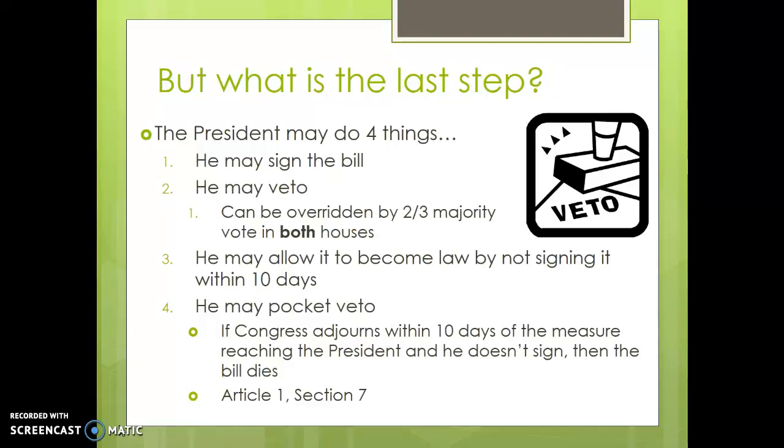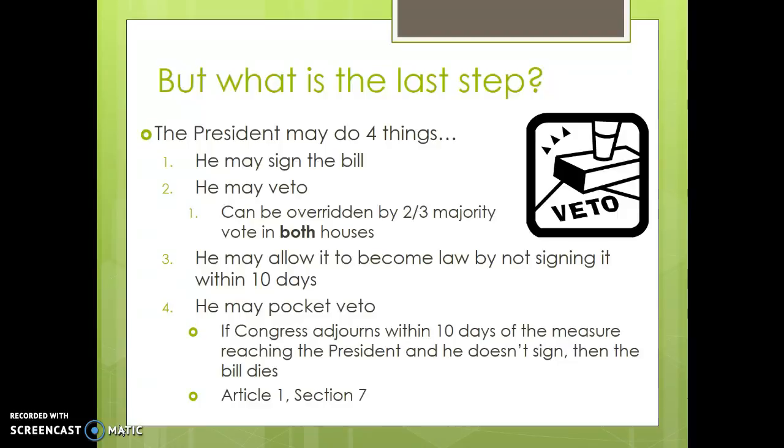And then the last step, of course, of how a bill becomes a law is what the president does. It's easy to say he only has 2 roles in the bill to a law process, veto or pass, but actually he has 4 things. Obviously, he can sign it. Obviously, he can veto it. However, that veto can be overridden by a 2/3 majority of vote in both houses. Thirdly, he can allow it to become a law by not signing it within 10 days if Congress is in session and he just lets it sit there. It automatically becomes a law.